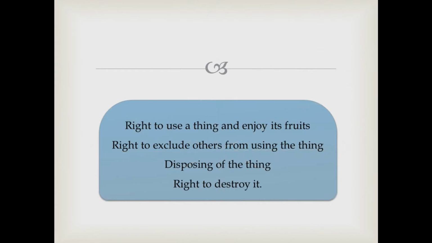So when one owns a thing, he has absolute ownership. When one has absolute ownership, he has the right to use a thing and enjoy its fruits, right to exclude others from using the thing, right to dispose the thing, and also the right to destroy it.